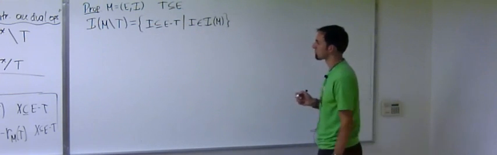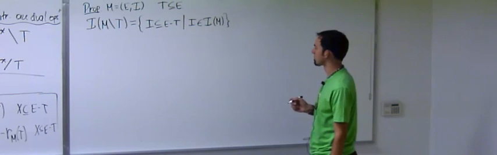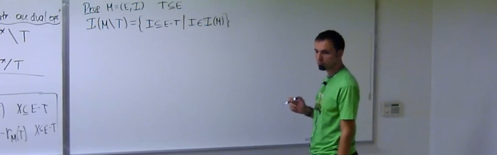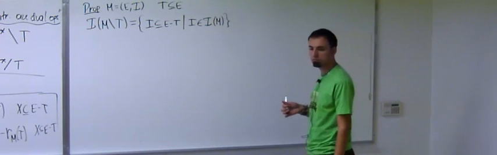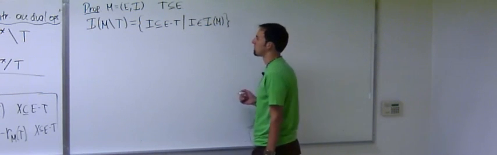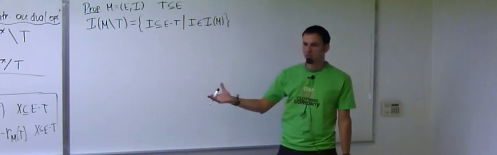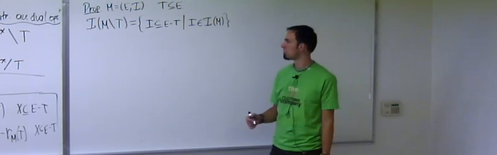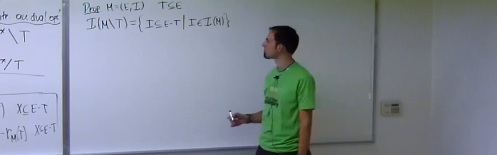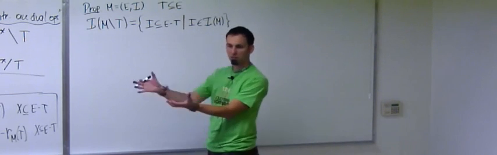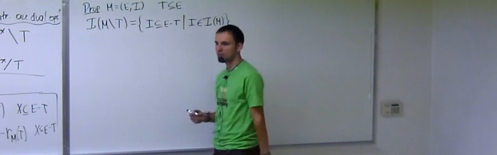By the second independent axiom, this is the same as all the independent sets intersect E minus T. Another way of saying this is you take any independent set, you intersect it with E minus T, and you get something in here. You take any independent set and you delete the things in T. Those are the independent sets.